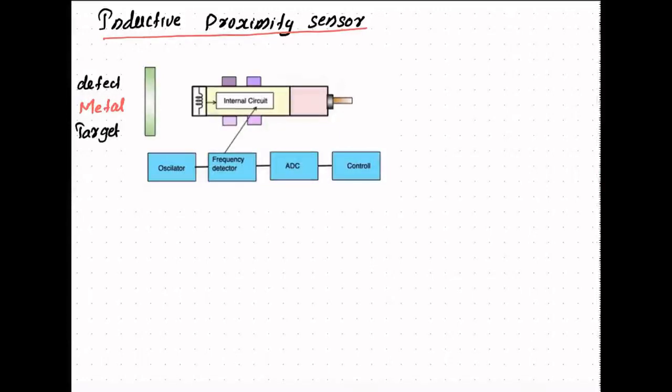The main difference of an inductive sensor from a capacity sensor is inductive proximity sensor senses only metal targets, whereas the capacity can sense both metals and non-metals. Here also the system uses the change in frequency concept to sense the object.